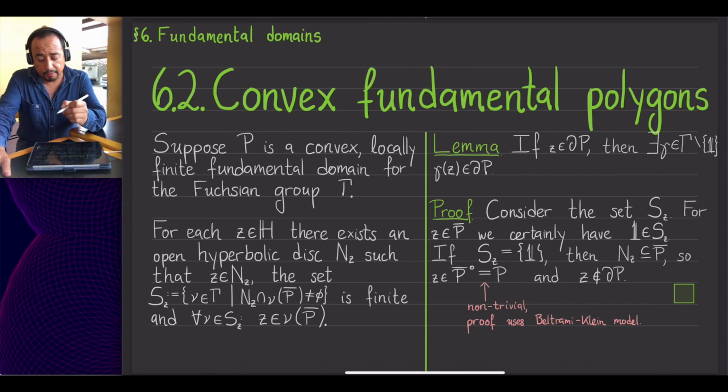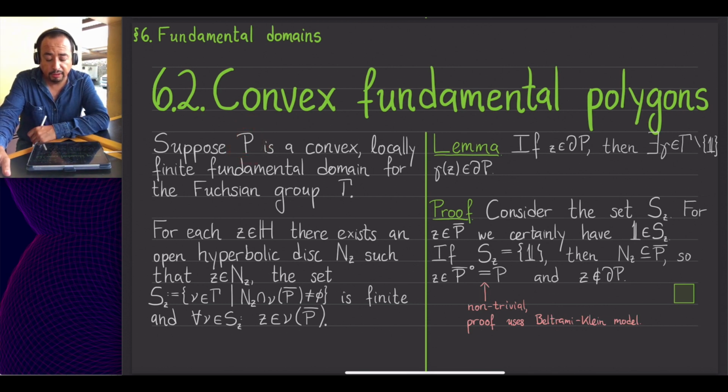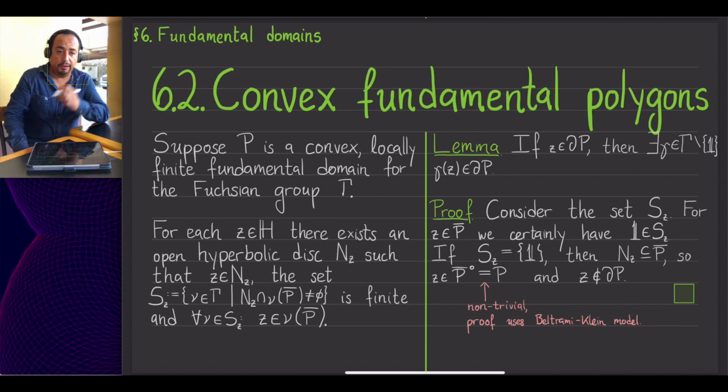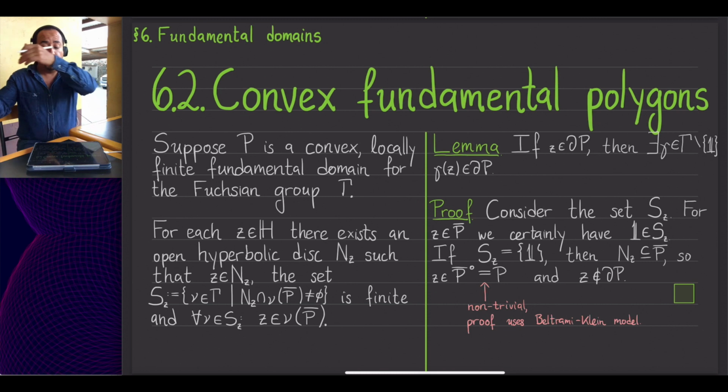Welcome to today's class. Recall that we are working under the assumption that P is a hyperbolically convex, locally finite fundamental domain for our Fuchsian group gamma. Recall also that whenever we are given a locally finite fundamental domain, it is possible to find a generating set for gamma defined in terms of the locally finite fundamental domain, namely by considering all those elements of gamma that do not take the fundamental domain too far away.